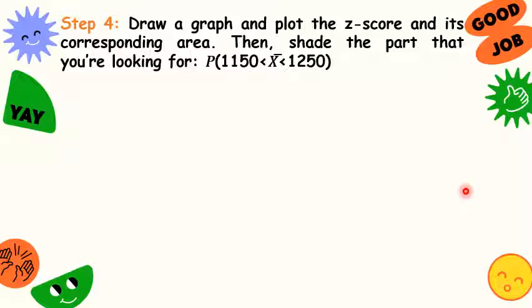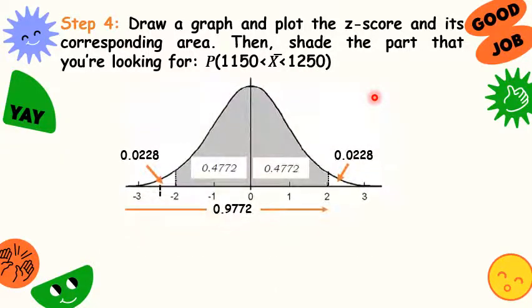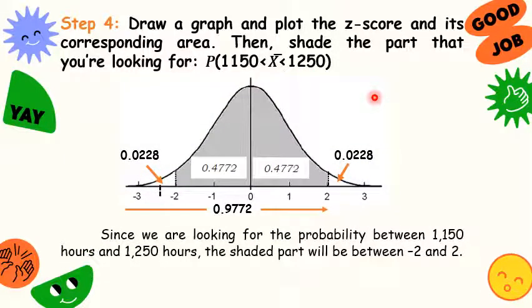Step 4, draw a graph and plot the z-score and its corresponding area. Then shade the part that you are looking for. So, we are looking for the probability that the sample mean is in between 1,150 and 1,250. So, ito yung ating graph, no?